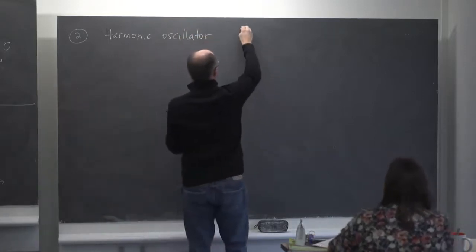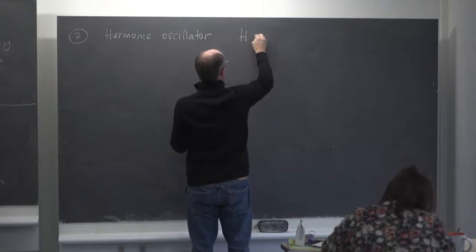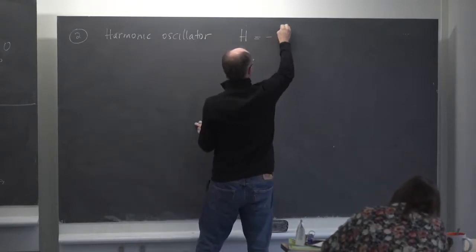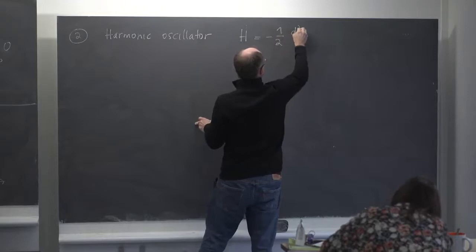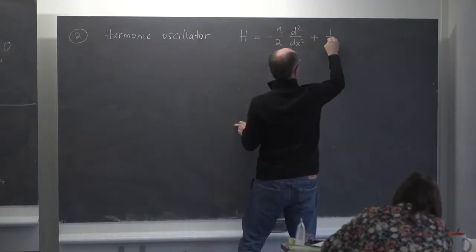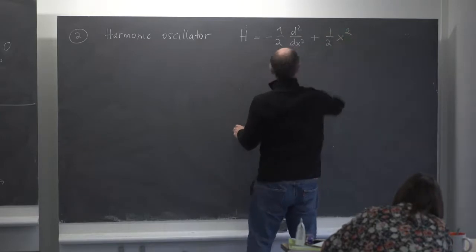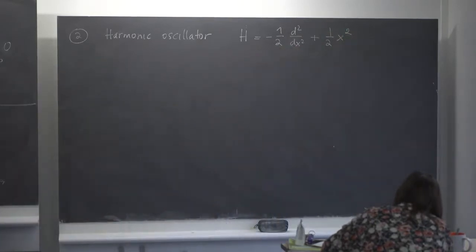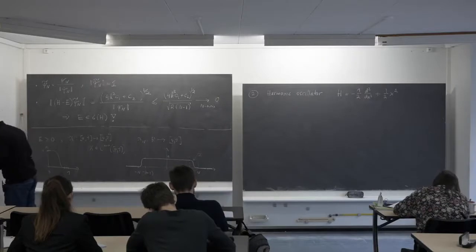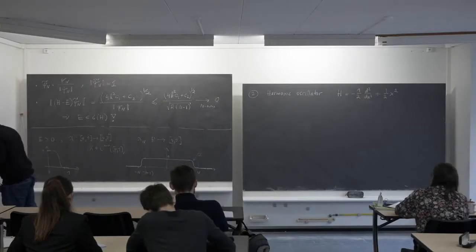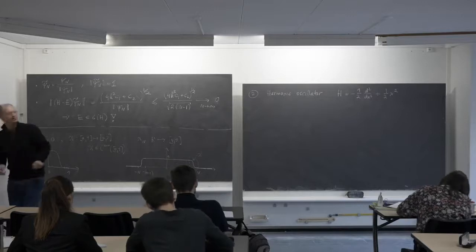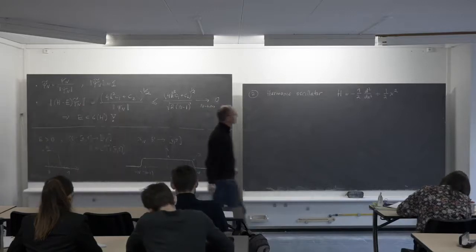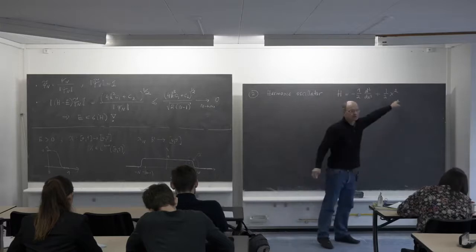Harmonic oscillator. So here let me keep the 1/2. Yeah, I think I want to keep the 1/2 for historic reasons, because otherwise it will be perhaps too confusing later on. So that's the Hamiltonian.